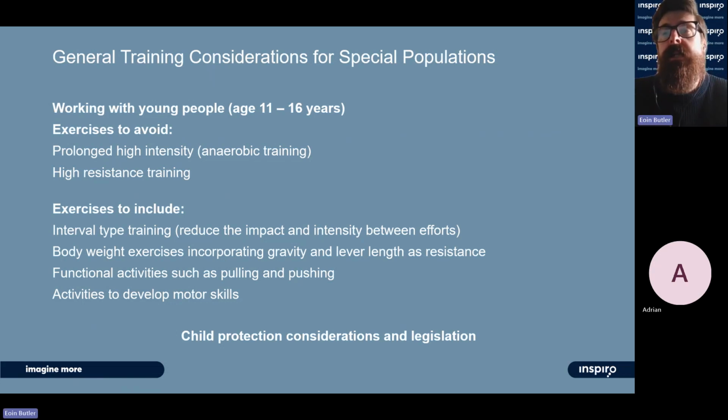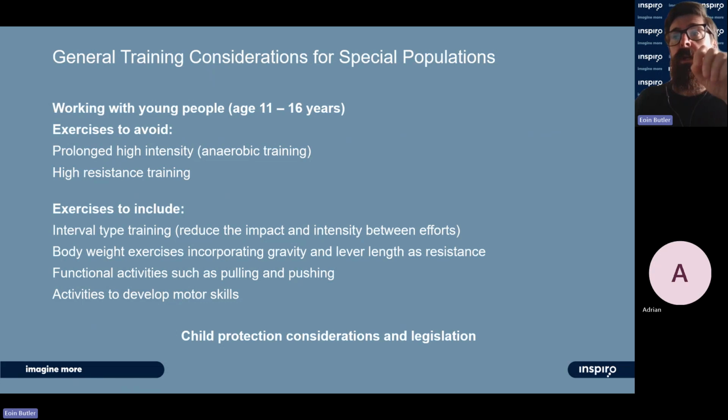Incorporate body weight exercises, thinking about gravity and lever length as resistance. So what we can do here is thinking about the range of movement. So if we're doing body weight squats, we can start off working top half and then gradually increase that to going a little bit lower into the squat.